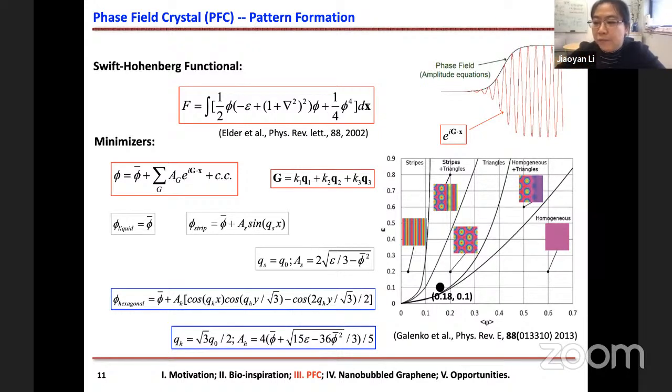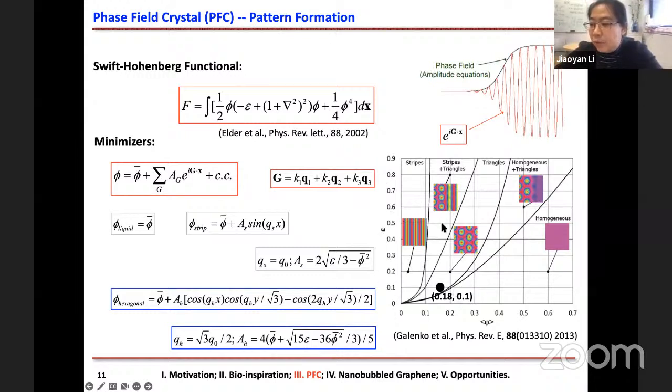For example, for graphene, the bond length is about 1.4 nanometers, and then we can determine the crystal structure based on the density distribution. Until here, you can still see two free variables to be determined. One is the reduced average density, phi bar, the horizontal axis in this picture. The second one is the reduced temperature, epsilon, the vertical axis.